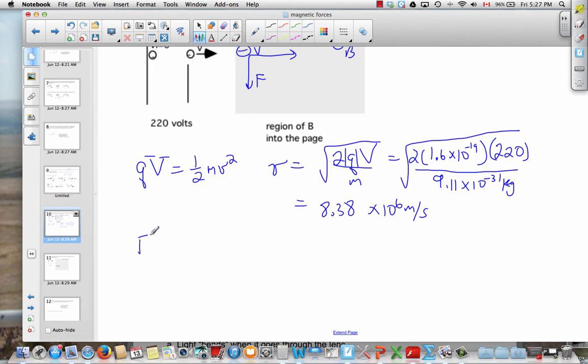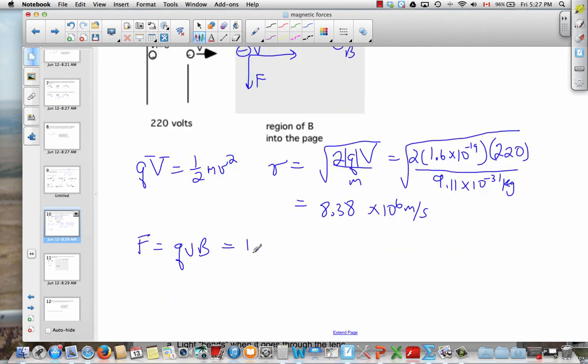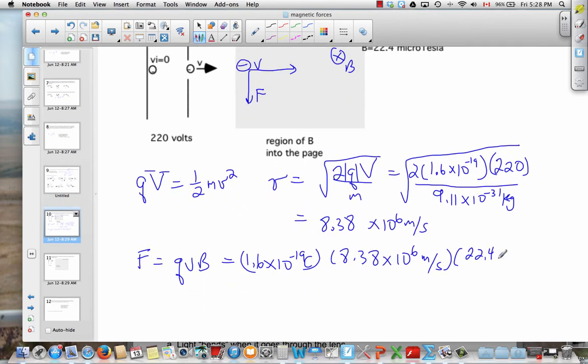Next, the magnetic force. The force on the particle is qvB. Notice that the v and the B are perpendicular, so there's no component required. So we put in the size of the charge, 1.6 times 10 to the negative 19 coulombs. The speed, 8.38 million meters per second. And then the magnetic field is given as 22.4 micro teslas. So that gives a force of 3 times 10 to the power negative 17 newtons.